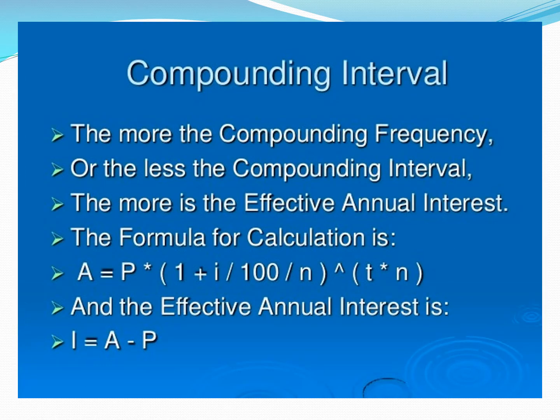The more the compounding frequency, or the shorter the compounding interval, the more the effective annual interest. The formula for calculating is amount equals P into (1 plus I by 100 by n) to the power of t into n, and the effective annual interest is A minus P, which means amount minus P.